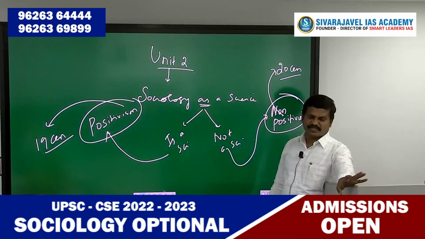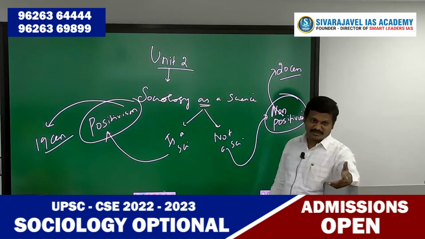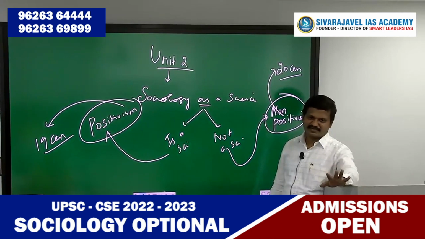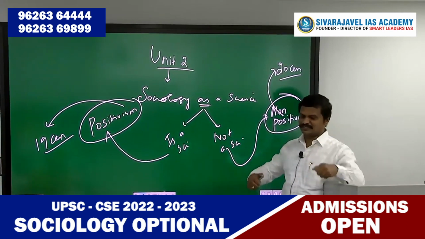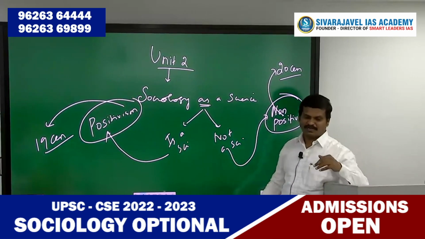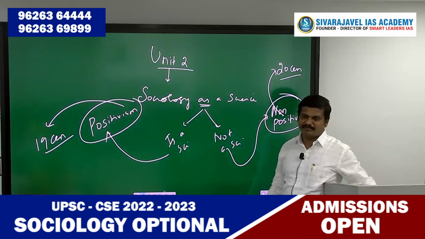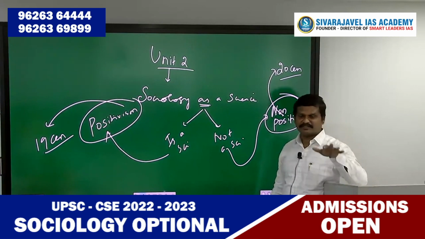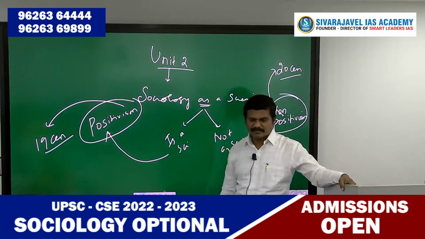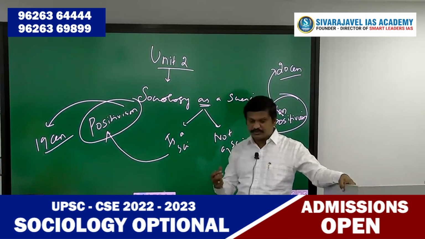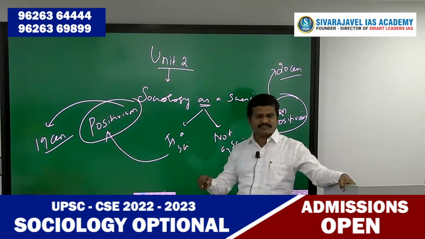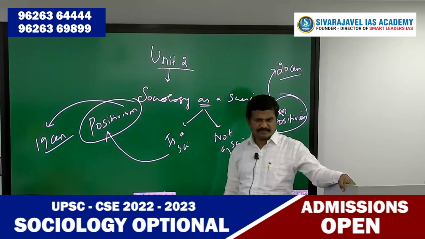Before talking about the scientific status of sociology, we should know what is science. Without knowing what is science, if we have to decide on the scientific status of sociology, it is not fair. First you should know what is science, then whether sociology is a science or not. What is science? That is the topic given in unit number 2. The first topic under unit 2 is science, scientific methods and criticism: what is science, what are the methods used in science, and how we can criticize the scientific methods.